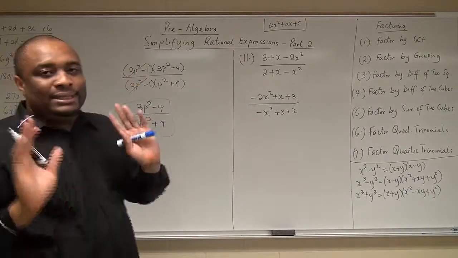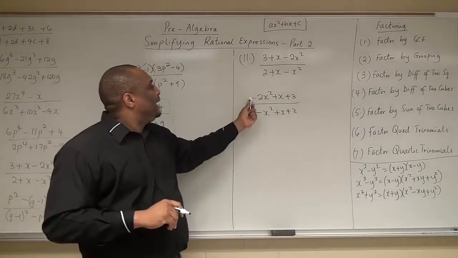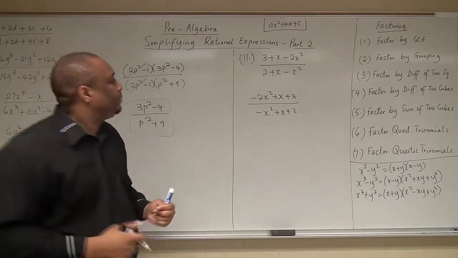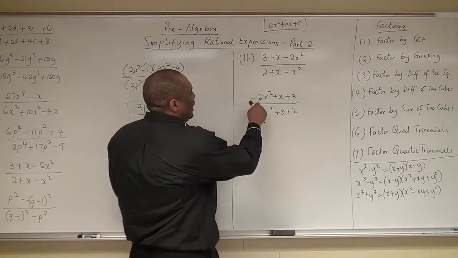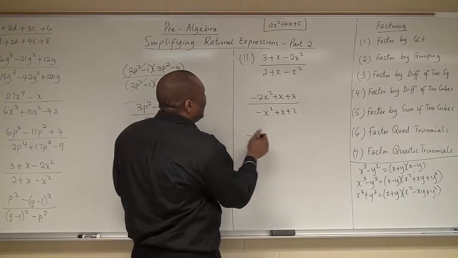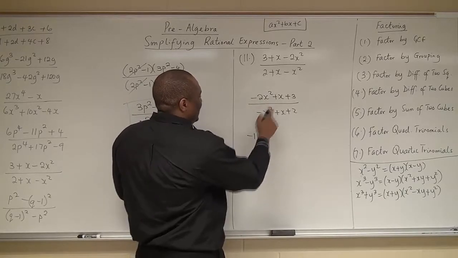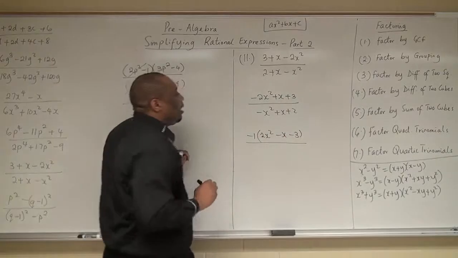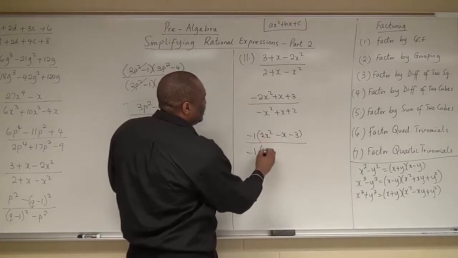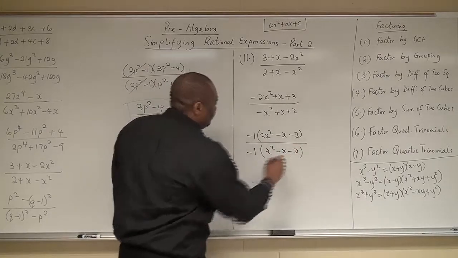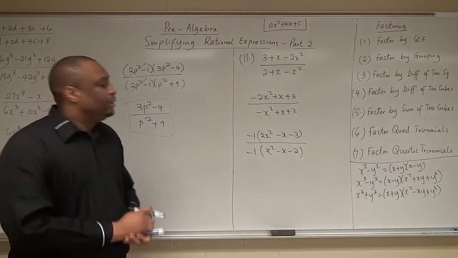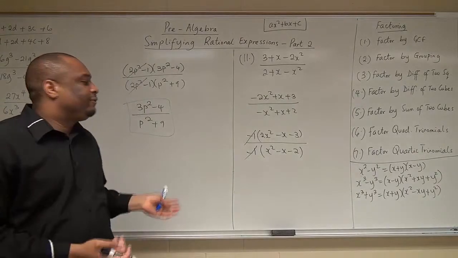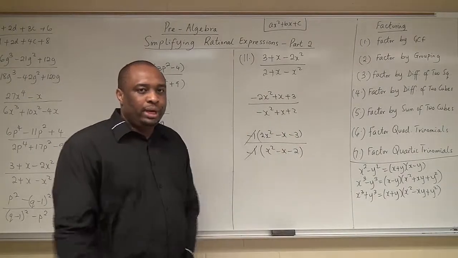Now the next thing we have to do is that they are leading negatives. This guy is a leading negative. This guy is a leading negative. So we have to factor out the negatives. So this is -1, -2x^2 divided by -1 is 2x^2, plus x divided by -1 is -x, 3 divided by -1 is -3. All over -1, and this will be x^2 - x - 2. Okay? So negative 1 cancels negative 1. We are now left with quadratic trinomials.